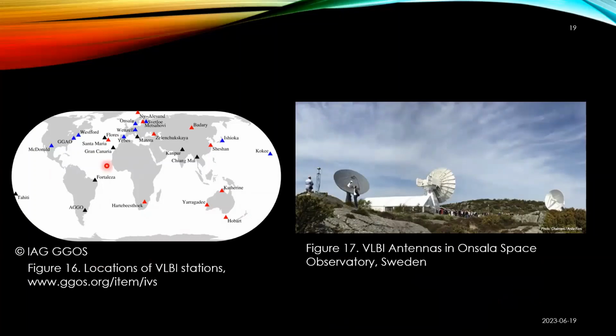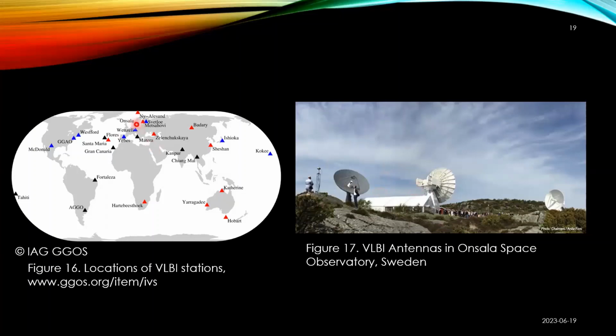On the left, you see the VLBI stations which are active now in the world. You just see the positions. On the right, you see the one which is at Onsala Space Observatory in Sweden. They open sometimes so that people can go there to visit them. I have been there.